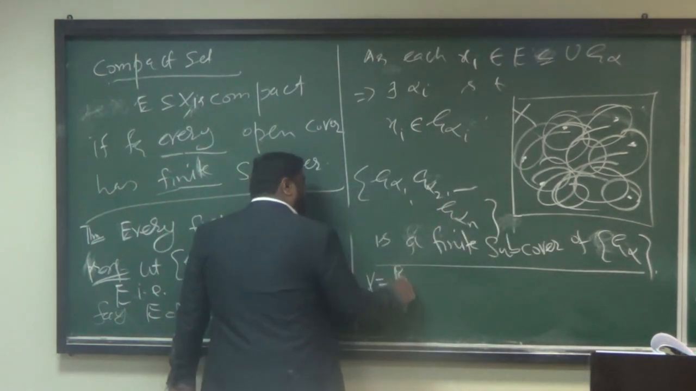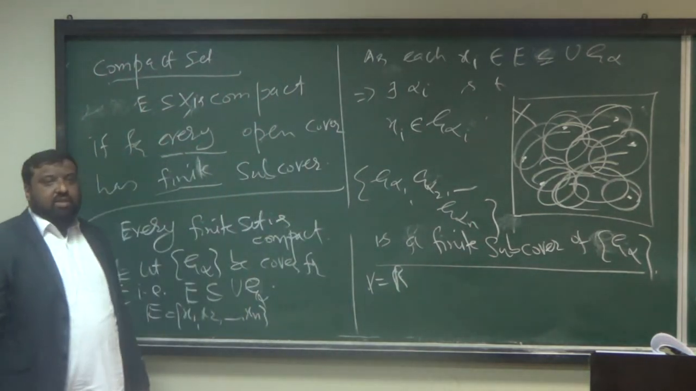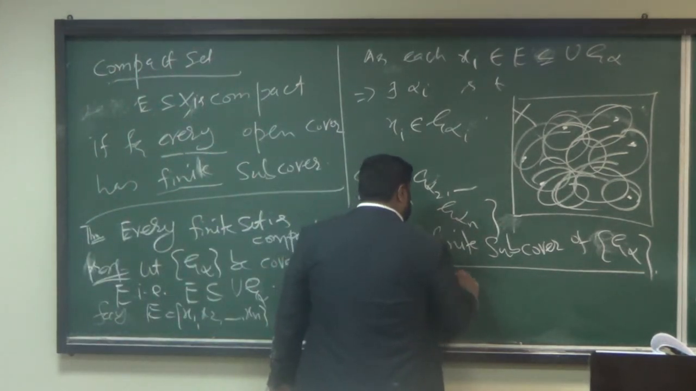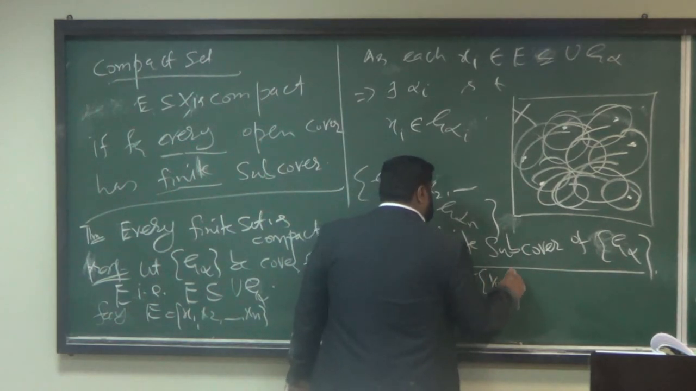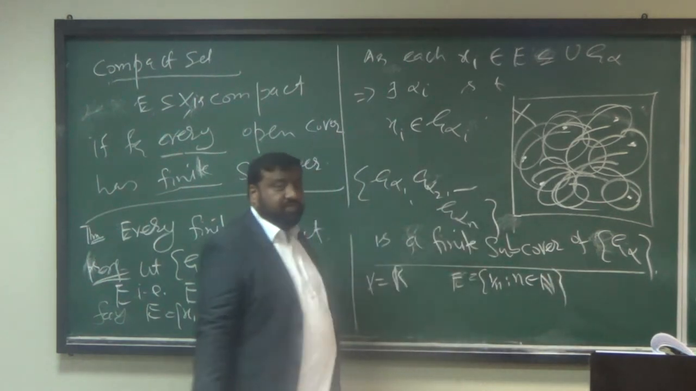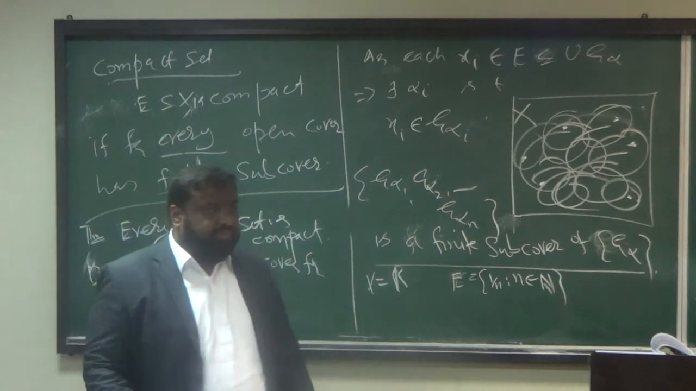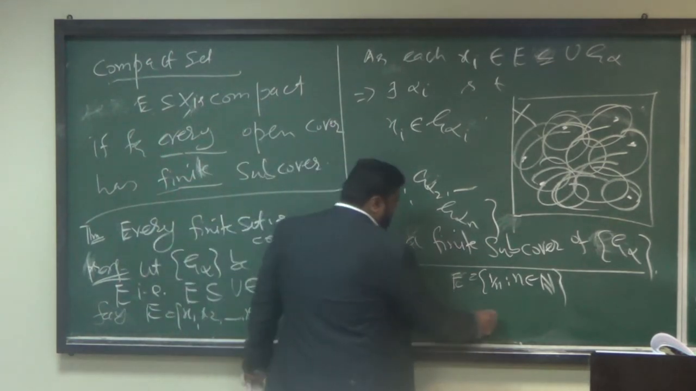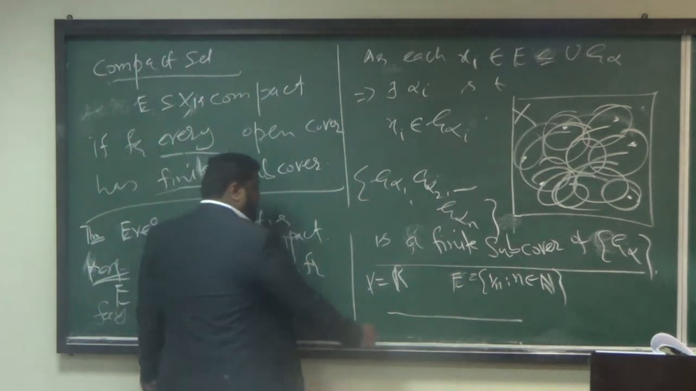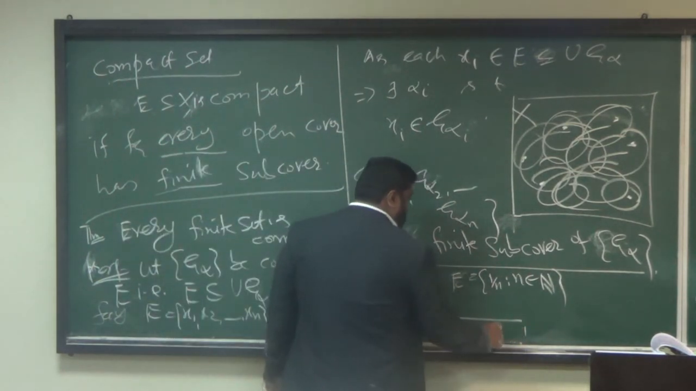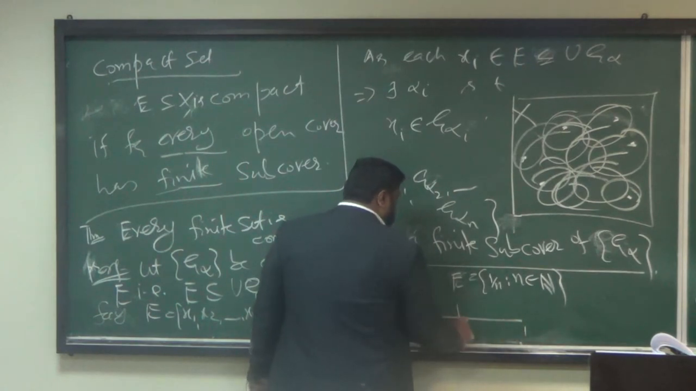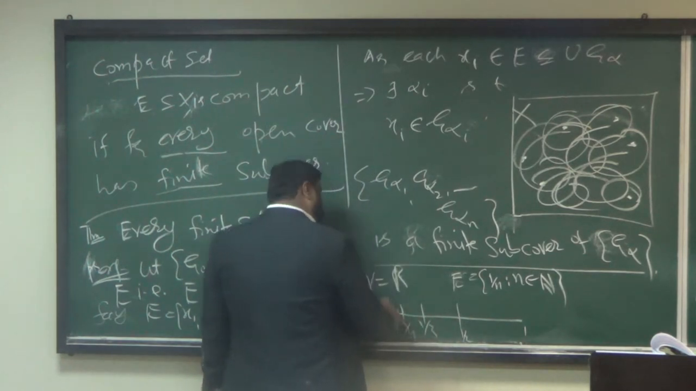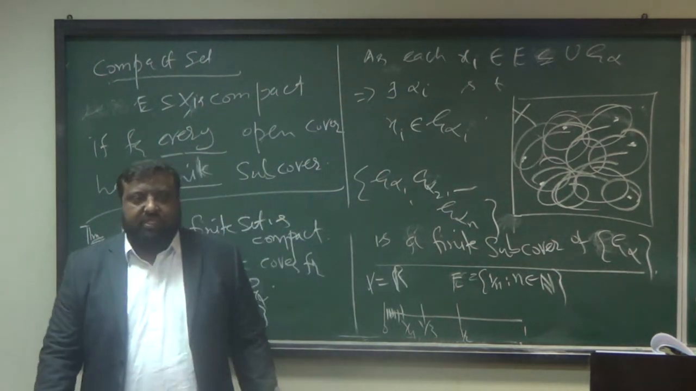Okay. Take metric space R, the usual metric space R, and consider this set: one over n such that n is a natural number. Is this set compact? So 0 is here and 1 is here. So we start from 1 and then 1 half and then 1 third, then 1 fourth, and so on and so forth. Is this a compact set?